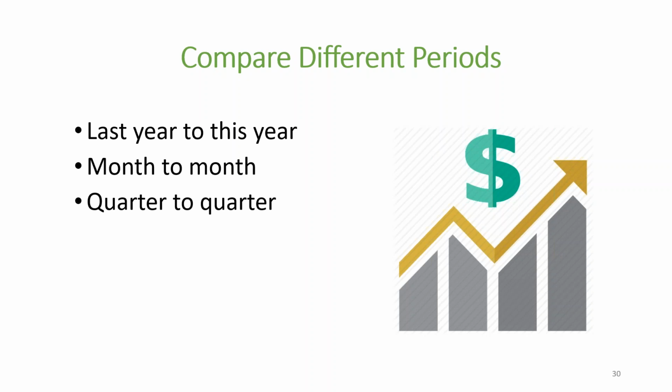You can also do it quarter to quarter or season to season. Whatever you feel is useful for you and the type of operation that you are running, comparing those different periods can show you trends in your own cash flow and expenses.